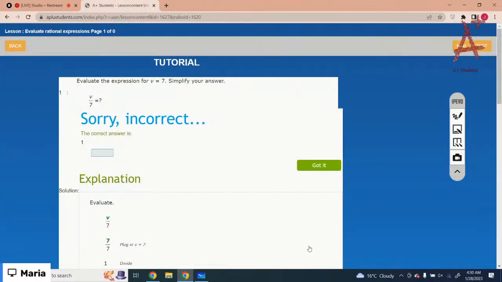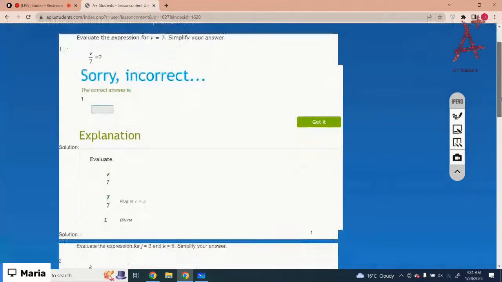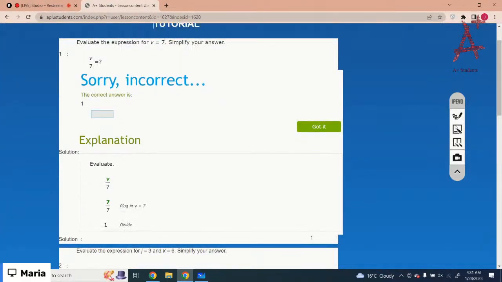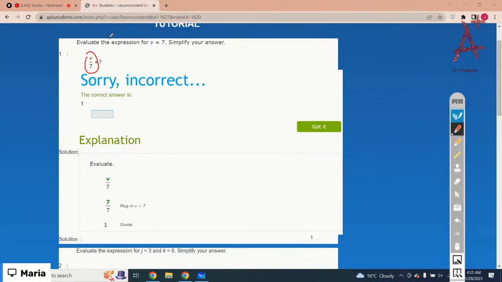Okay, evaluate the expression for v equals 7. So you have to replace the value of v with 7. Got it? So the expression you are given is v by 7. The expression given is v by 7 and the value of v is 7. So just replace the value, 7 over 7, and 7 over 7 equals 1. Got it?